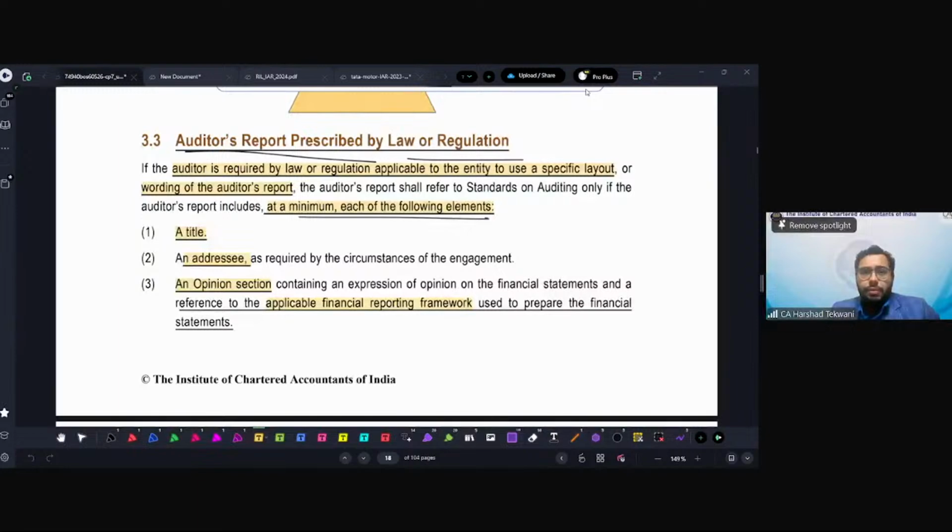Anyone else with something to add more on this? Sir, if other countries' requirements are not in conflict with the requirements of SAs, then we will prepare one single audit report, and each time we will give a reference that we are at the same time following those standards also. Yes, absolutely correct.